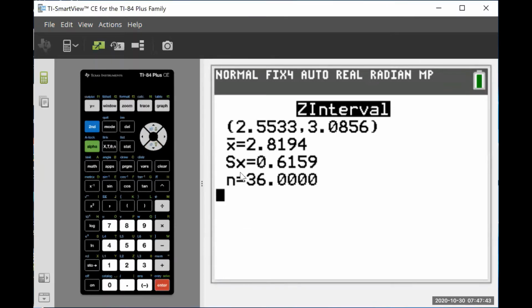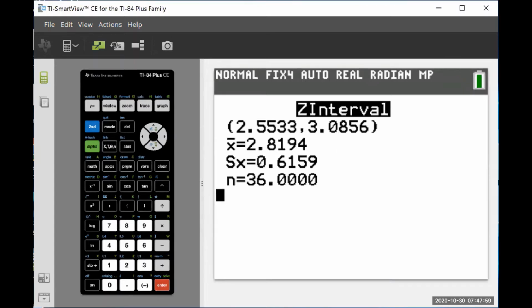Now hit calculate to get that interval. Calculate. So we got the interval, which is 2.5533, 3.0856. So that is the 99% confidence interval for the mean GPA.